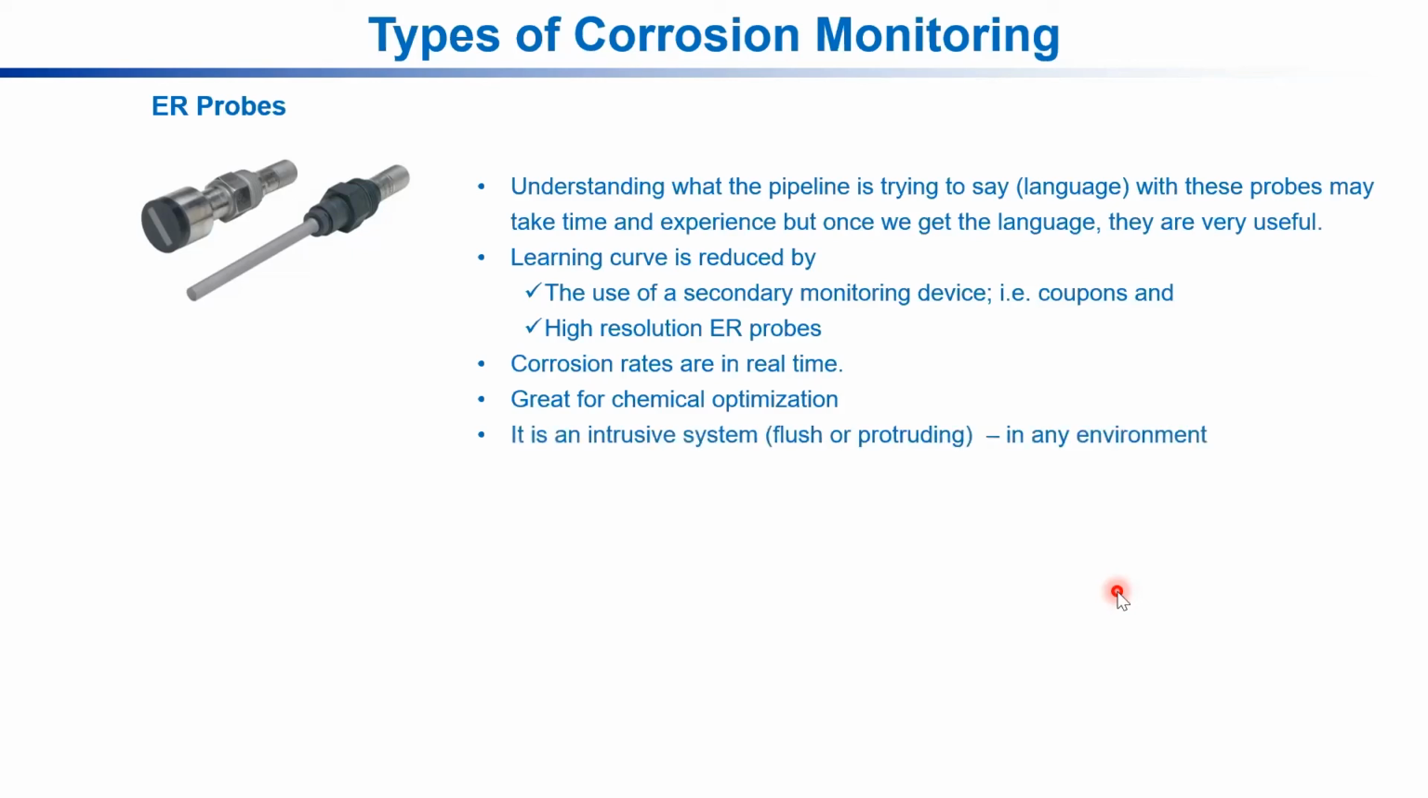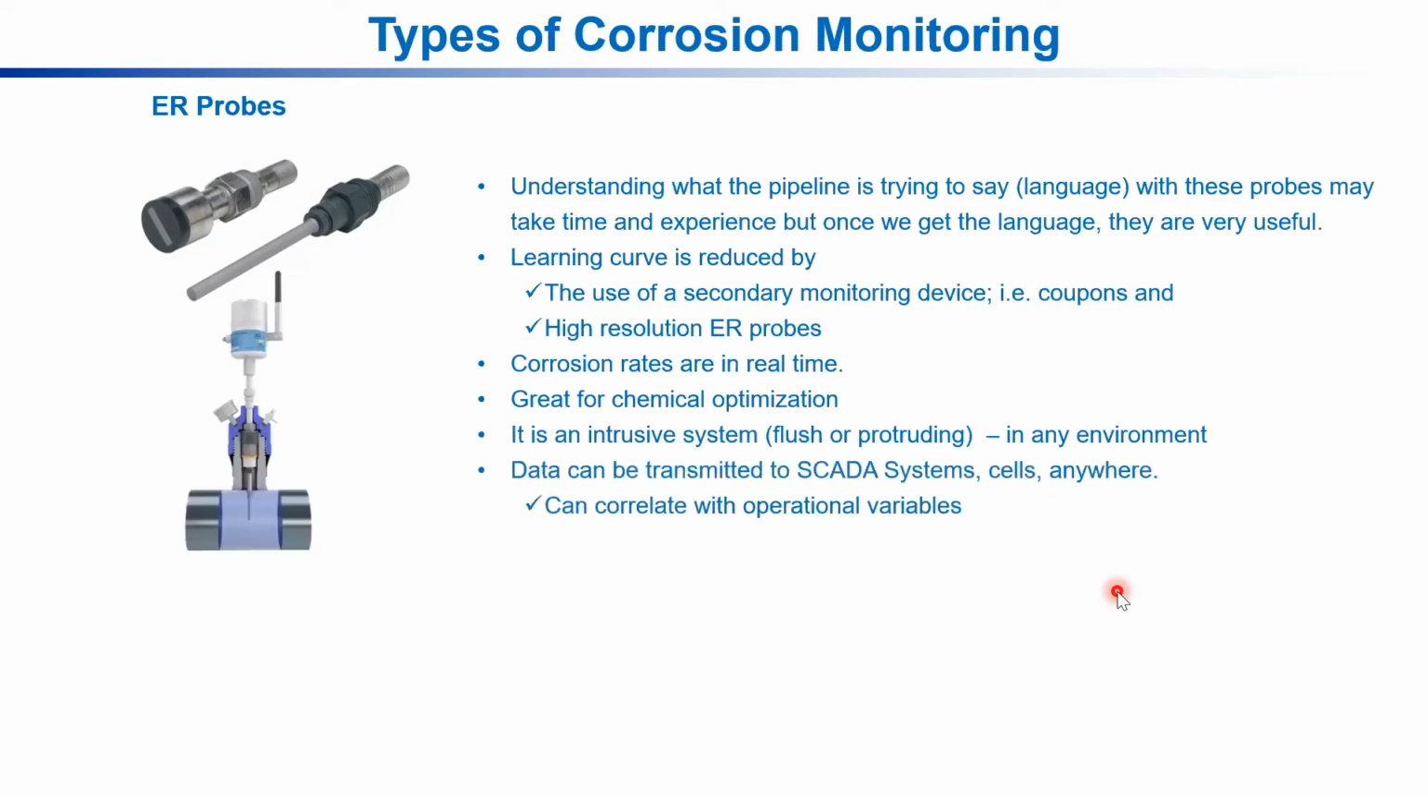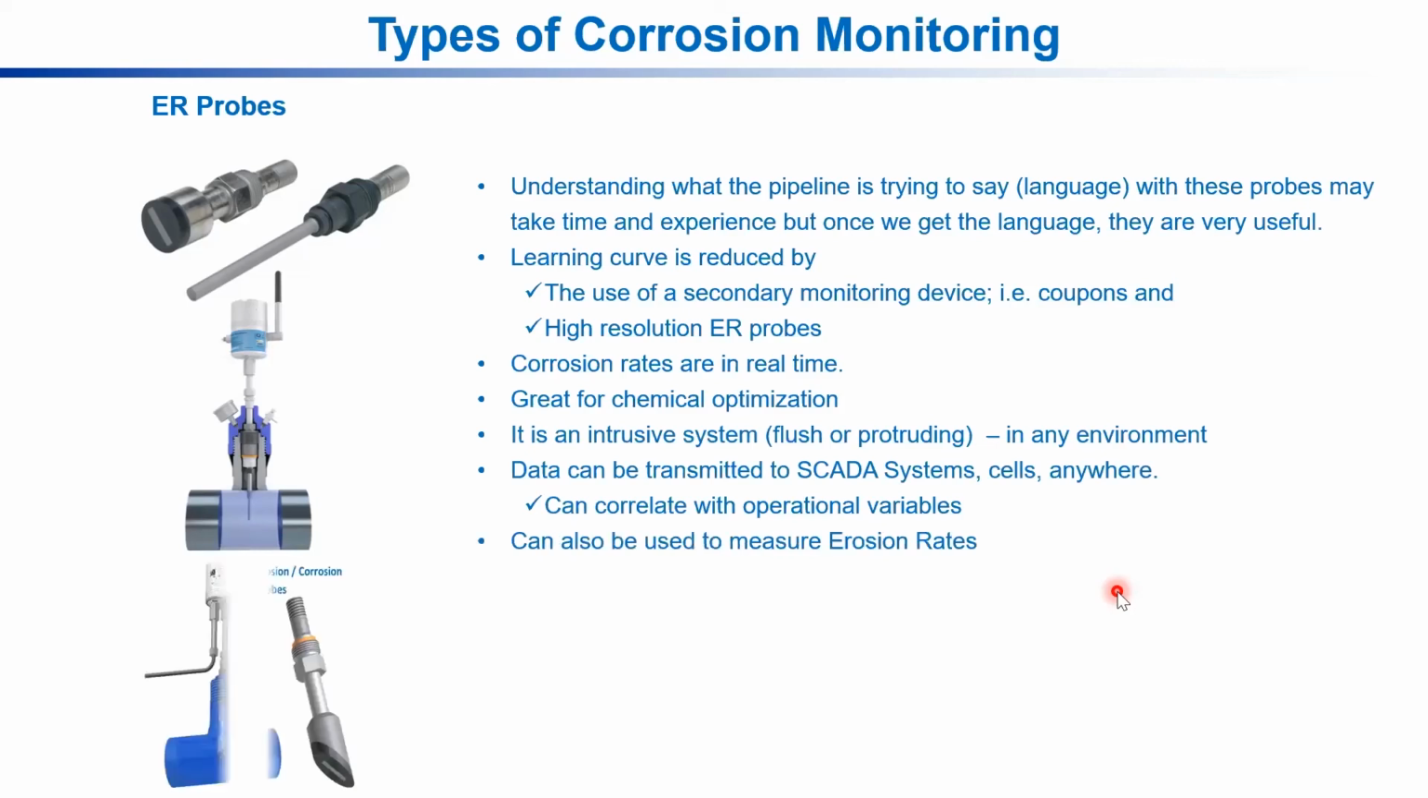It is an intrusive system unless you put in a flush one. Well, the coupons can also be flush mounted. They can be used in any environment. So can the coupons. Data can be transmitted to the SCADA systems, and we can correlate it to the operational variables, as we mentioned before. We can also use them to estimate erosion rate.